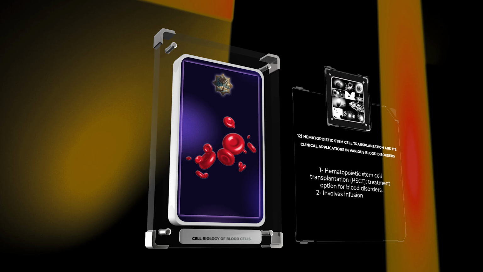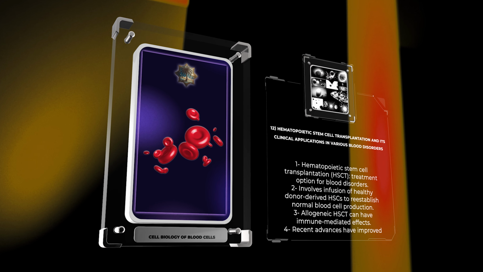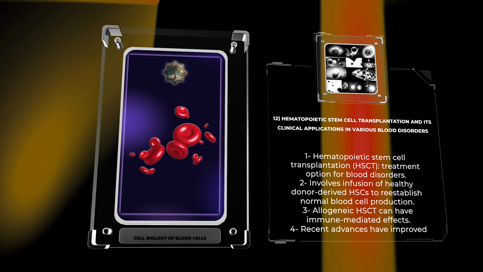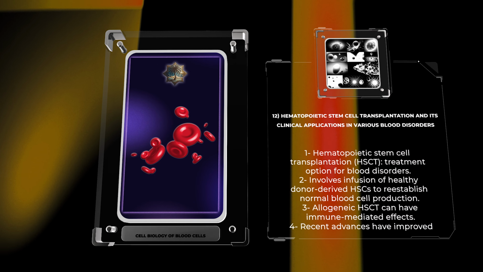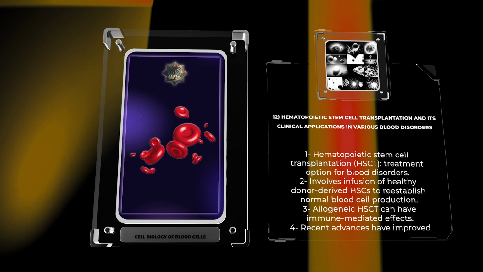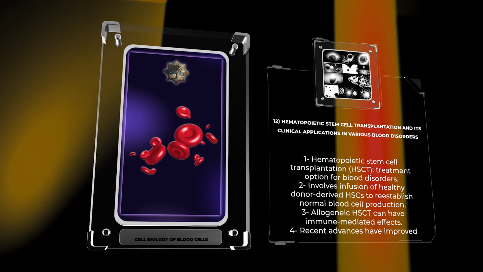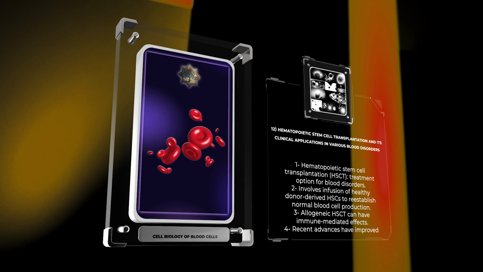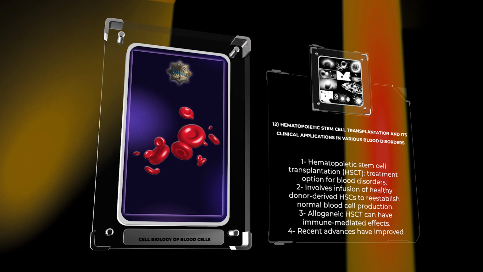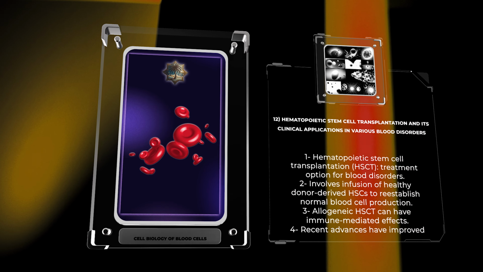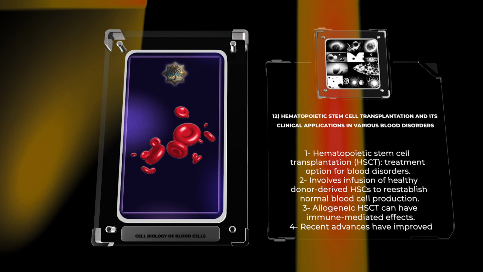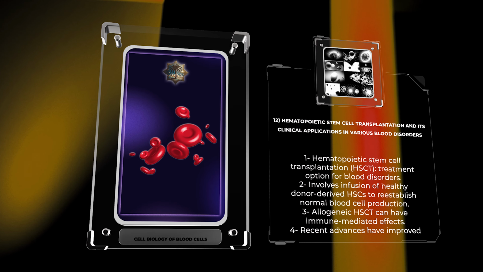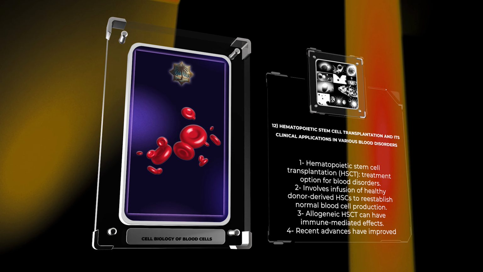Hematopoietic stem cell transplantation, HSCT, offers a curative treatment option for various blood disorders, including leukemias, lymphomas, and inherited bone marrow failures. HSCT involves the infusion of healthy donor-derived HSCs, which subsequently repopulate the recipient's bone marrow, re-establishing normal blood cell production. Allogeneic HSCT, where HSCs are obtained from a compatible donor, can also have immune-mediated effects, known as the graft versus leukemia effect. Recent advances, such as reduced intensity conditioning regimens and targeted manipulation of donor cells, have improved transplant outcomes and expanded the therapeutic potential of HSCT.